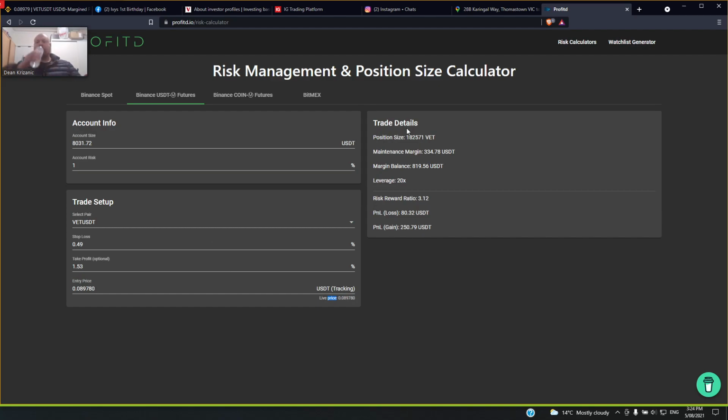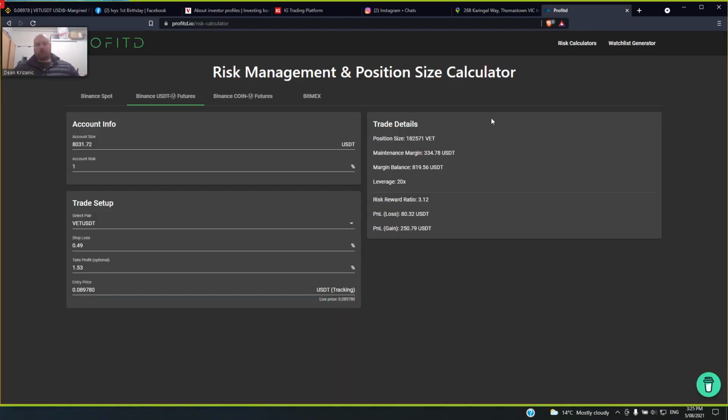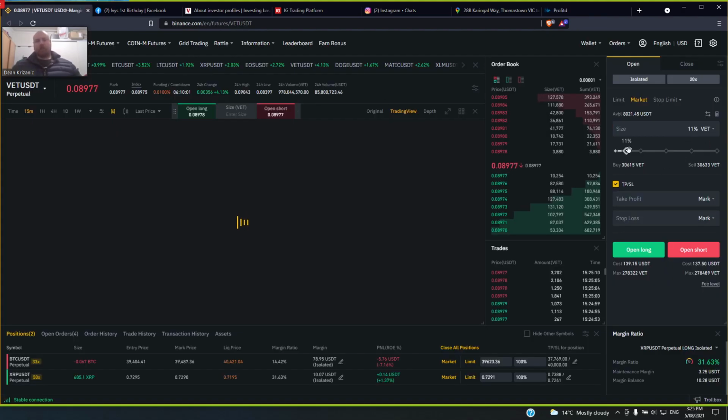Live price. So I need 182,573 VEET at 20x leverage. So what is it? 182,000. So that's 30,000.